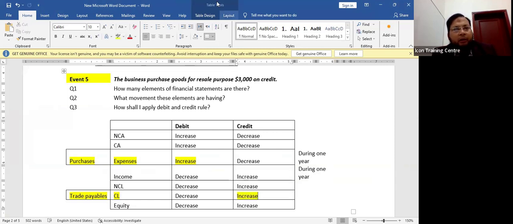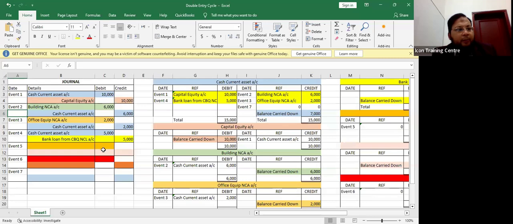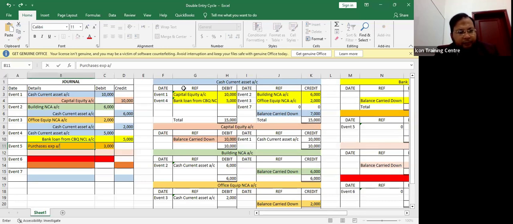Now, how do we put it in the ledger account? Just have a look here. So what was the amount, by the way? 3,000. Yeah, you are absolutely right. Now, 3,000 we put on the debit side, and we write here purchases expense account. Now, when we recognize purchase as an expense, there will be two effects.